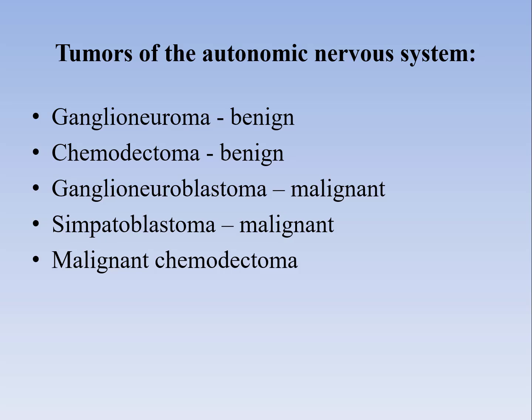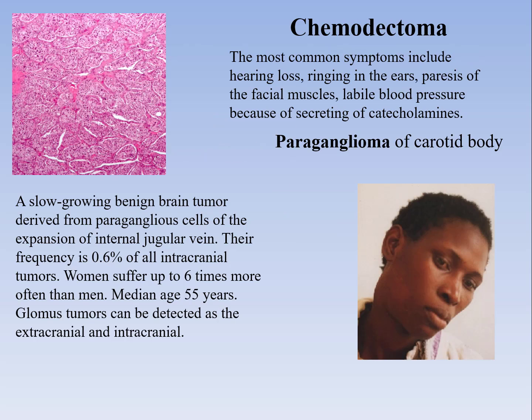Tumors of the autonomic nervous system include ganglioneuroma, hemangiomas, ganglioneuroblastoma, sympathoblastoma, and malignant hemangiomas. Some of them are benign, some malignant. Hemangiomas. The most common symptoms include hearing loss, ringing in the ears, paralysis of the facial nerve muscles, and labile blood pressure because of the secretion of catecholamines.